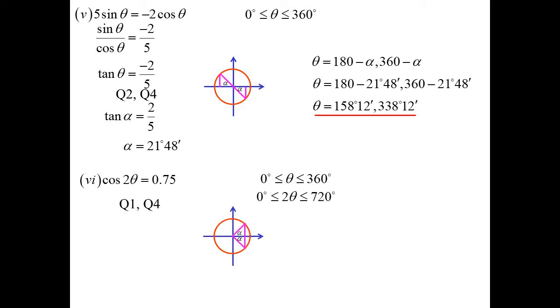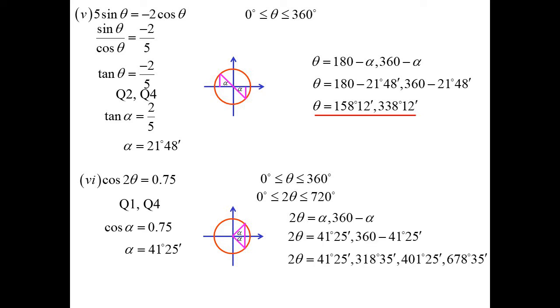So first and fourth quadrant, acute angle 41.25. So alpha, or 360 minus alpha, but in this case, I add 360 degrees to both of those because we're going around twice. Now I can divide by 2, and you'll notice all of those answers are between 0 and 360.